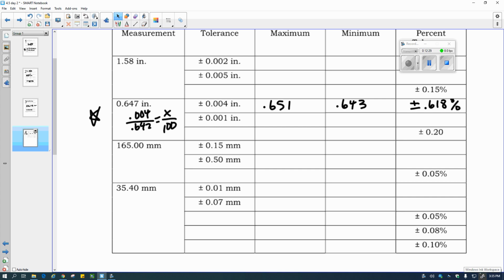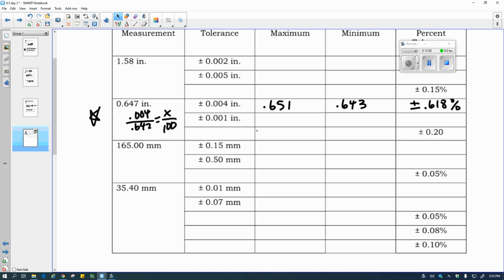0.004 times 100 divided by 0.642. I'm trying to, 647, sorry. And yeah, so that's what I got, 0.618. So that's going to be my percent increase. It's less than 1. This percent is going to be smaller, same concept though. So I'm going to go with that.